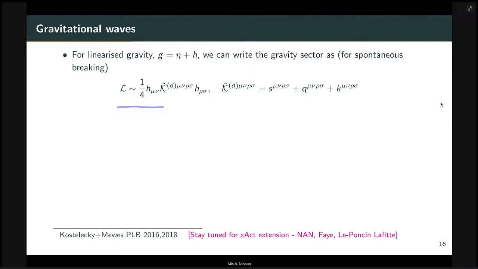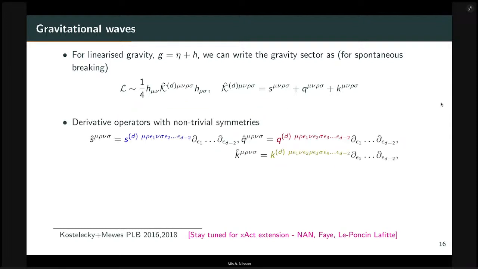And you can show that there are 13 classes of such operators that you can write down, but only these three, I will show you what they are, survive if you also want to retain the linearized gauge symmetry of GR. So harmonic gauge, basically. If I want that, and we normally do, then I have these three options. And these three, S, Q, and K, are some derivative operators with some arbitrary number of partial derivatives attached.